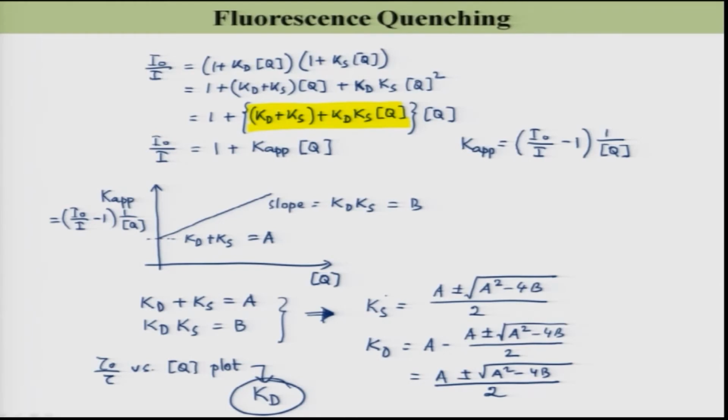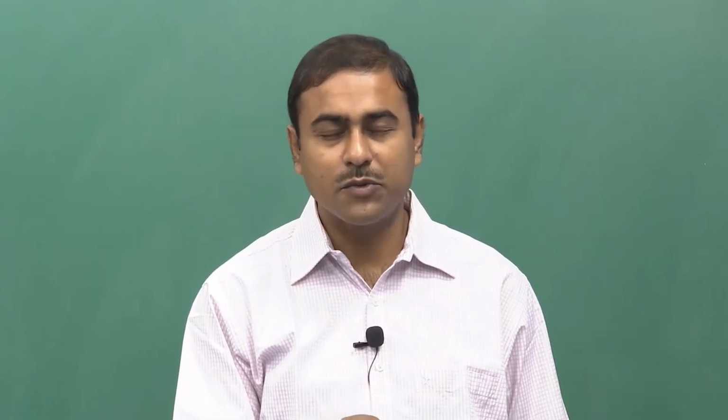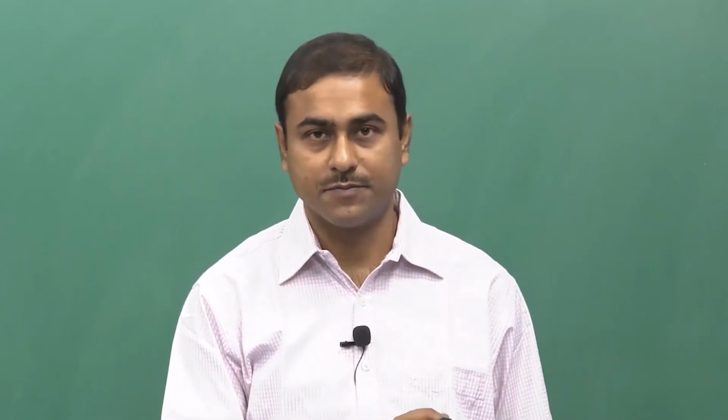So, we will calculate the value of Ks. This is not so difficult to find out the value of Kd as well as Ks when there is a combined quenching. That means combined static and dynamic quenching. But sometimes what people have found is that the value of Ks obtained by such a procedure comes out to be too small, a too tiny value.